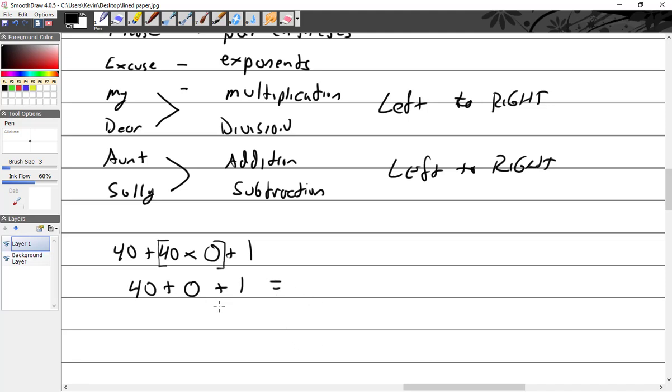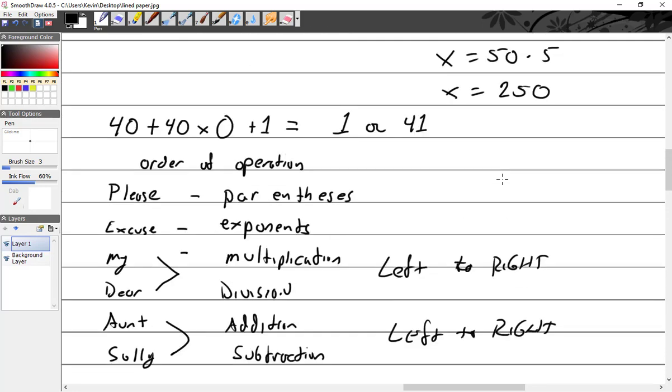It wouldn't really matter if all we're left with is this. We can go right to left or left to right, we're going to get the same answer, so 41. And Tim, you said it was 1? I did it wrong. You're close. 42 over here.